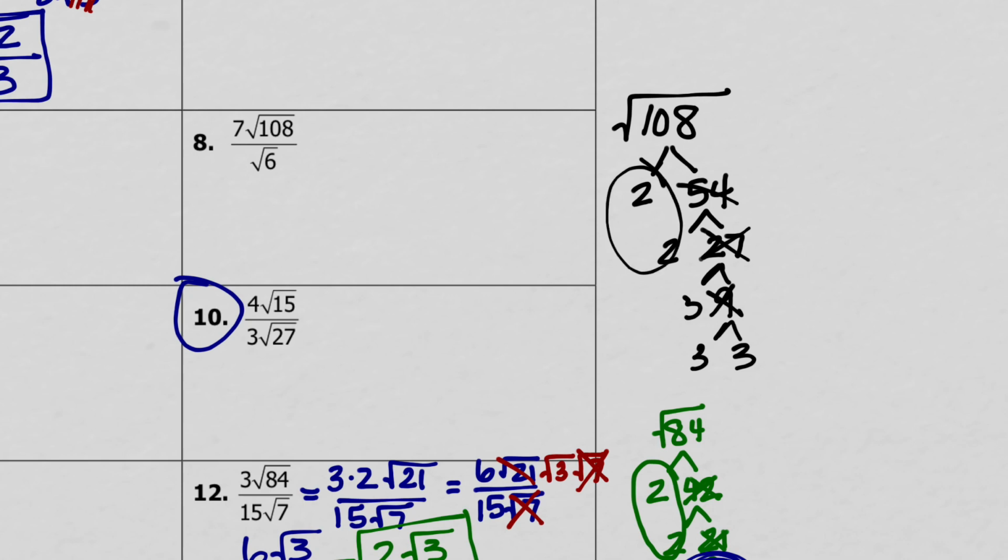Circle pairs. Here's a pair and here's a pair. And then this 3 doesn't have a buddy, so he doesn't have a pair. So when I simplify this in the numerator, I still have the 7 out front. I circled a 2, so a 2 comes out. I circled a 3, 3 comes out. And I had a 3 that didn't have a buddy, so he stays inside the square root.